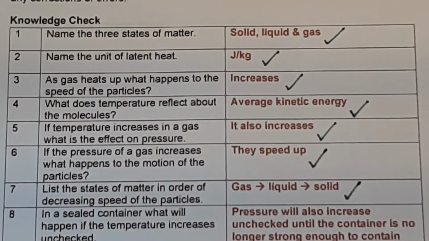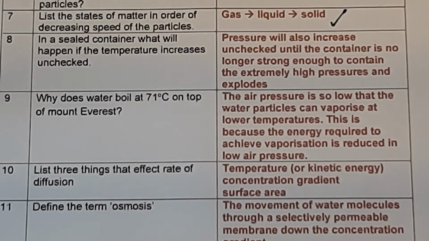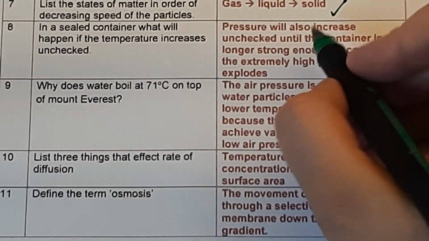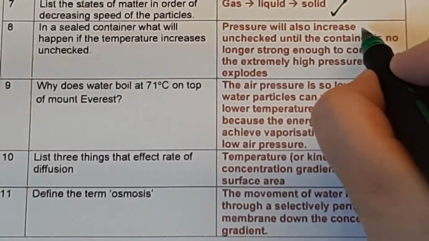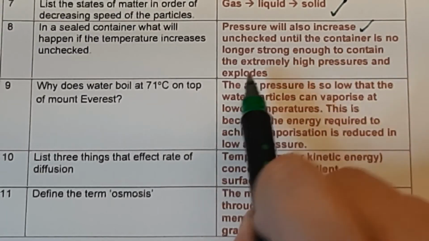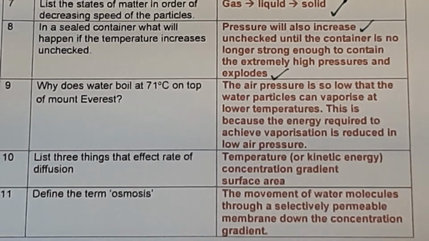Question 8. In a sealed container, what will happen if the temperature increases unchecked? Well, pressure will also increase unchecked. So if you've written pressure will increase, then that's good. So it's going to increase unchecked until the container is no longer strong enough to contain the extremely high pressures, and it will explode. It may not fully explode, it may just break, burst open at the seams, a bit like if you overinflate an air mattress or something else with seams at the side.